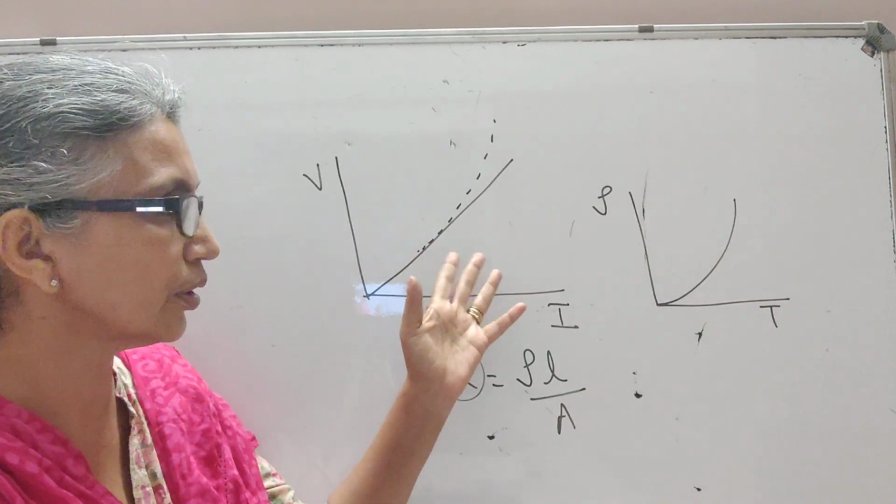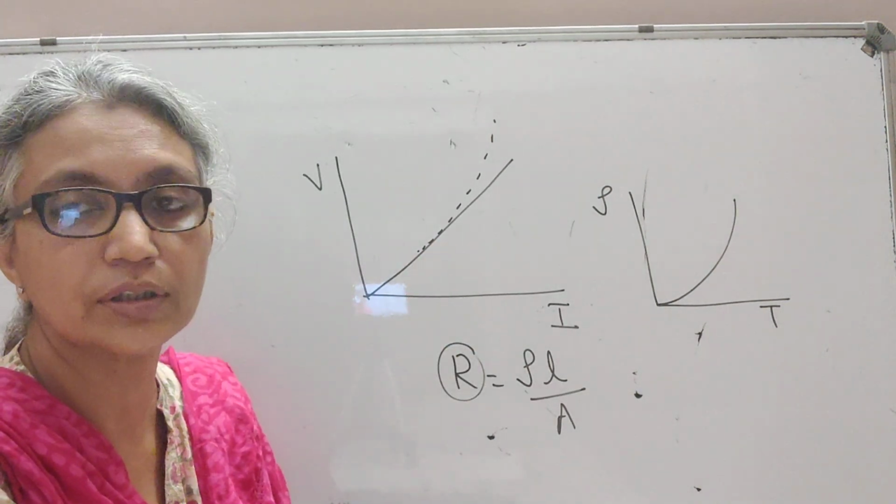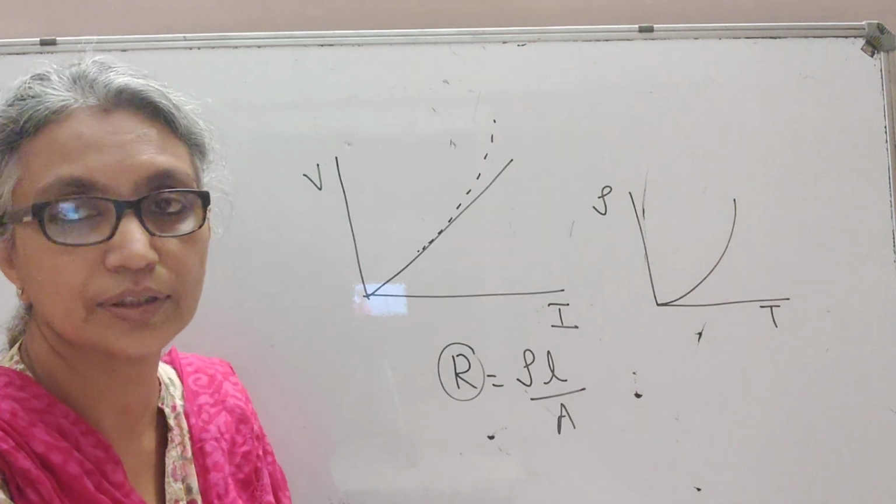So these are the three limitations that are given in your textbook. That one is this one, and the other is that Ohm's law is not obeyed by materials called semiconductors.